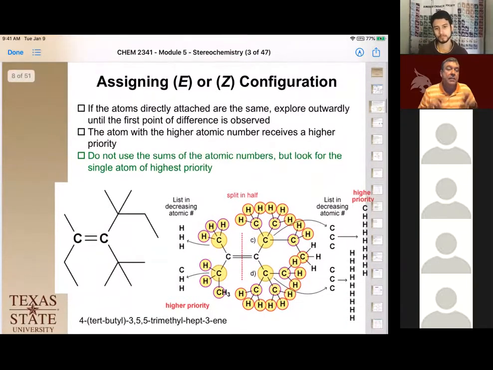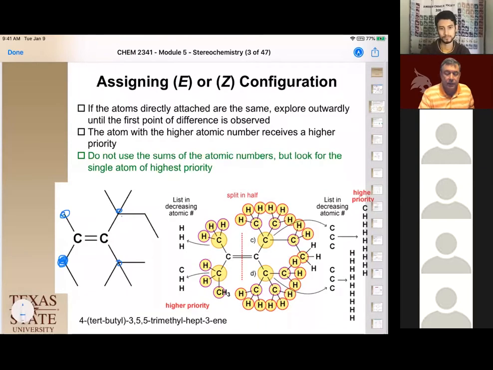Okay, so the second rule is, if you go by atomic number and they're all the same, what do you do now? If we look at this example here, we have a chlorine, a carbon, a carbon, a carbon, and a carbon. That means all of the things attached to your double bond have atomic number 6. So you don't give up. What we do is we look for the next thing attached to it.